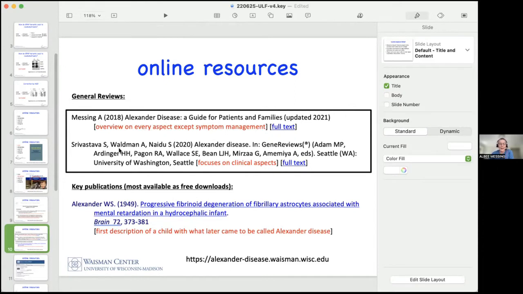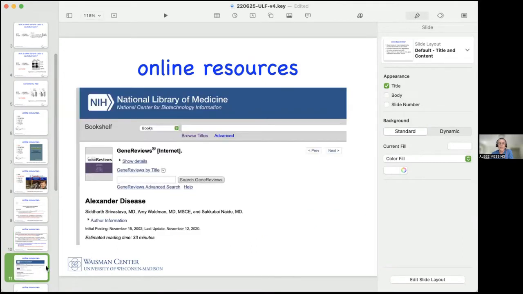So unfortunately, Amy Waldman and two others published an article in 2020. This is an update of an earlier one on GeneReviews. And this review does focus much more so on the clinical aspects of the disease. And again, you can get to that through a full link. In fact, if you click on this link here, it takes you to the National Library of Medicine bookshelf page, and somewhere on this page you click and you can download that article.